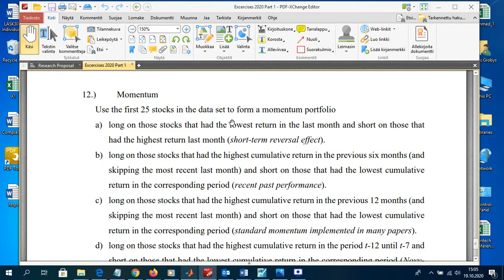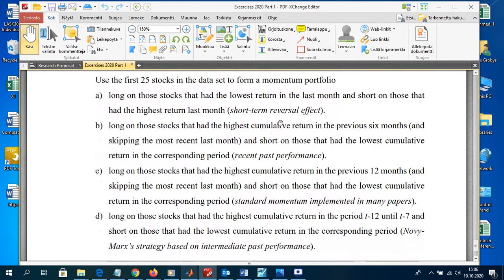Then in B, we implement a strategy that is based on recent past performance. So we form the momentum portfolio based on being long on those stocks that had the highest cumulative return in the previous 6-month period. And in implementing this strategy, we skip the most recent month because of the short-term reversal effect. And this portfolio is short on those stocks that had the lowest cumulative return in the corresponding time period.